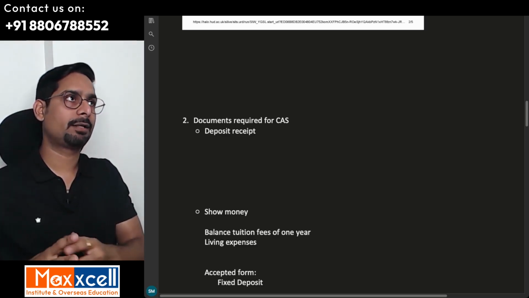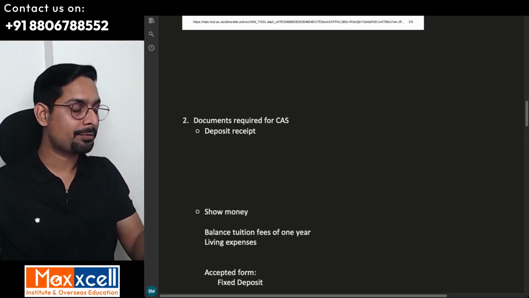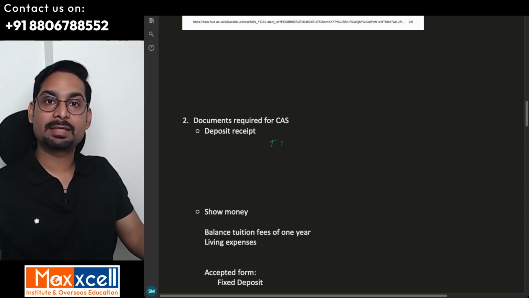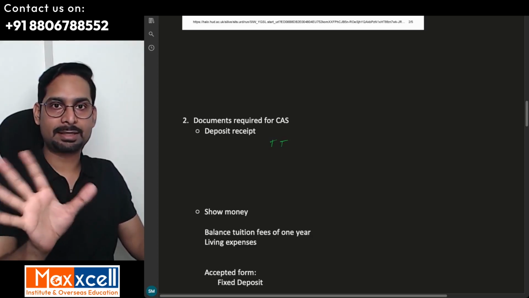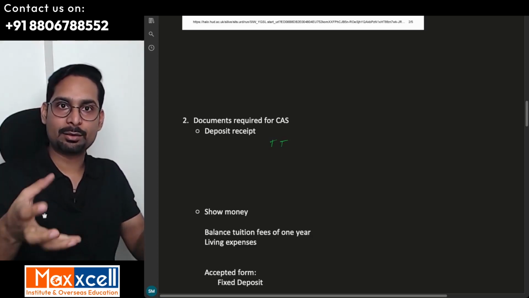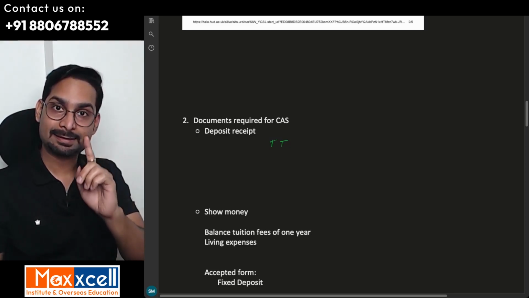If you have paid the deposit through bank transfer, then there is something called a TT receipt, telegraphic transfer receipt. You will get that from the bank, not the currency exchange. Sometimes the bank gives you a currency exchange receipt saying you have purchased this much currency to pay the fee. No, not that. The TT receipt is different from that.